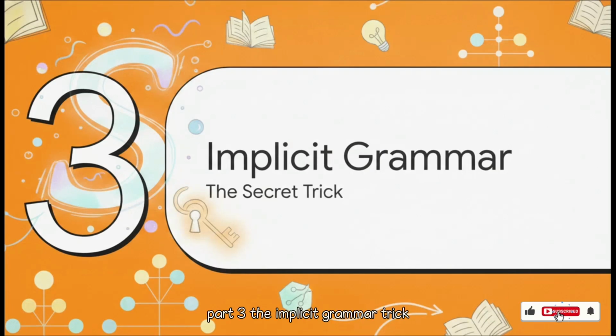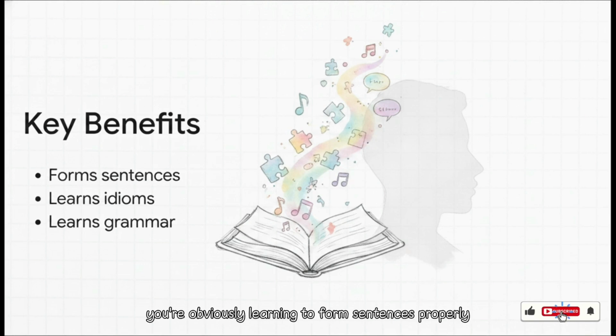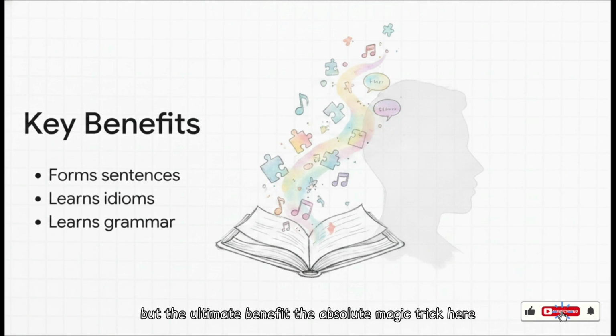Part 3, the implicit grammar trick. This is where things get really cool. This technique has a massive compounding effect on your language skills. As you practice advanced imitation, you're obviously learning to form sentences properly. You're also naturally picking up real idioms and day-to-day expressions because you're engaging with authentic, conversational source material. But the ultimate benefit, the absolute magic trick here, is that you are absorbing complex grammar rules completely automatically, literally without even realizing you're doing it.